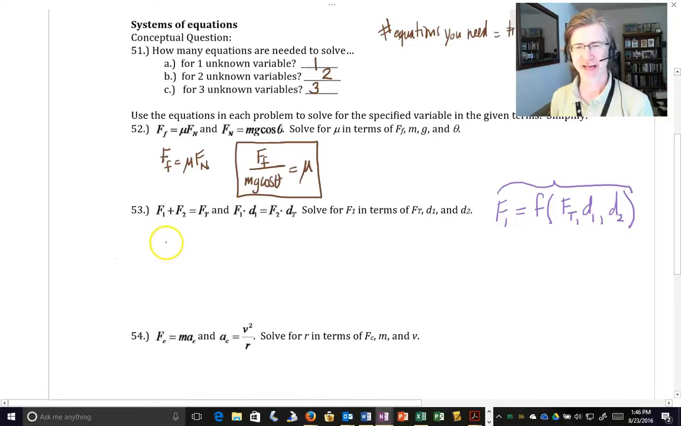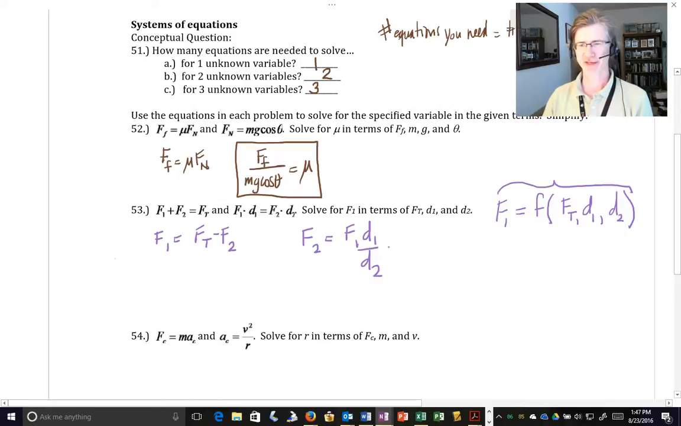You can start with either equation, but let's set it down so that you know which one you're going to start with. So F1 equals Ft minus F2. Then we check: does this meet the requirements? No, not quite yet. I have to get rid of the F2. I can write an equation for F2 from the other equation. So F2 equals F1 times D1 divided by D2.